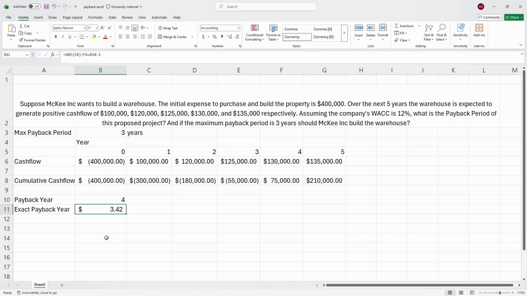We would then potentially be done if the question is merely asking for us to find the payback period. However, in this case, the question asks us, should we build the warehouse? We need to do the actual comparison here. So we would take the payback period amount of 3.42, we compare it to our maximum of 3. Well, 3.42 is greater than 3. So this would not be a good decision for the company to build a warehouse. It's going to take too long to pay back our initial expense.